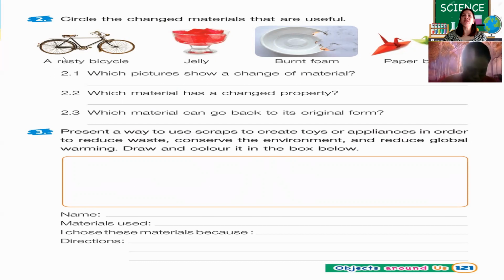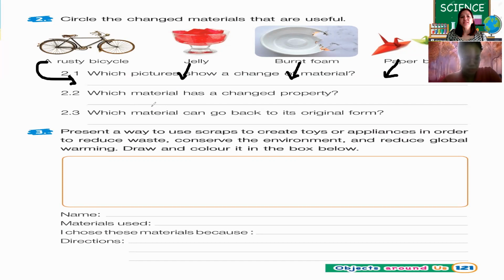The bicycle, it turned to rusty. The jelly, from powder to liquid to solid. Change. The burnt foam, if you burn it, it will change. It will melt. Paper birds, if you fold the paper, it will change to birds, like toy birds like this. So the answer here is, we don't need to write anymore. You should be the one writing. You write all of here, jelly.